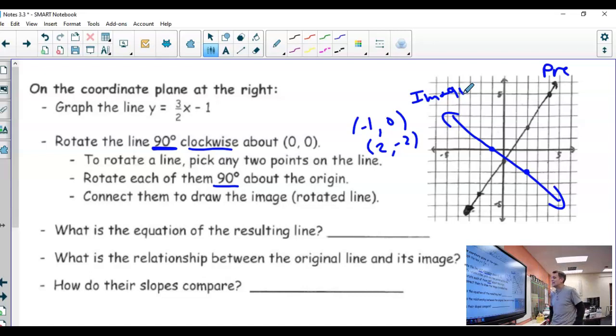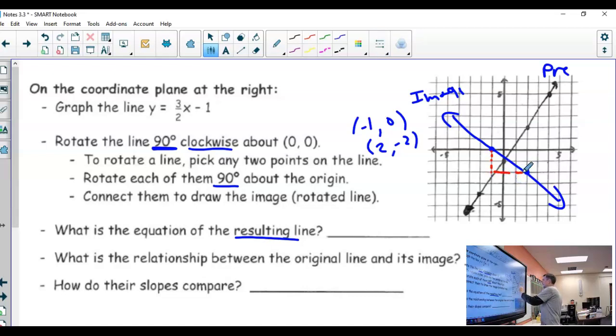Can we get the equation of the resulting line, the image? Start working on a different color. All right, so the equation for this new line would be, I can't quite tell what the y-intercept is, but I do know the slope.